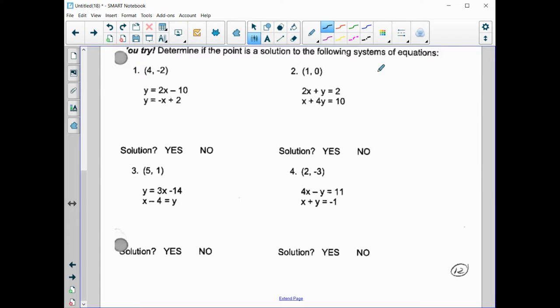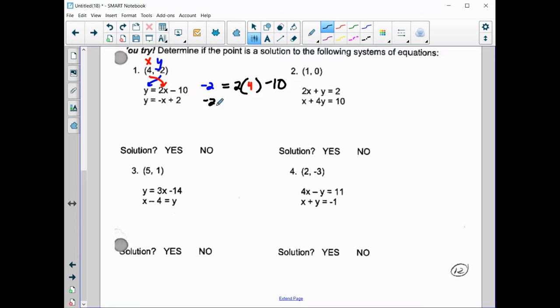Okay, so let's check to see if these values are solutions to the system. A point is a solution if when you plug in the x and the y value, it makes the equation true. So in this top equation, I'm going to plug in -2 for y, and I'm going to plug in 4 for x. So I'm going to get -2 equals 2 times, I'm going to plug in x, which is 4, minus 10.